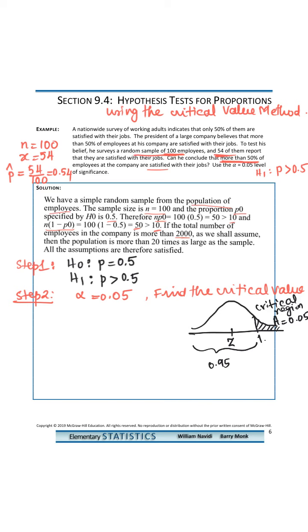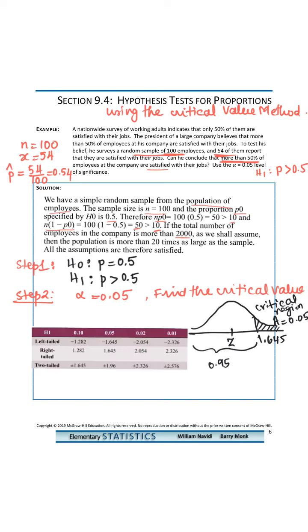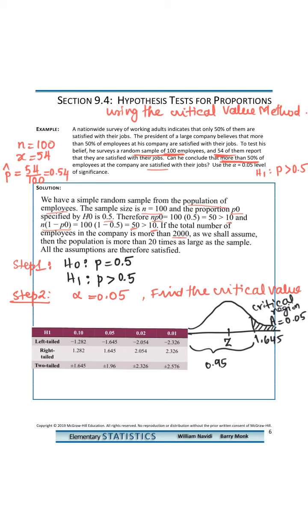Critical value is 1.645. Or you can find this from the commonly used table. So this is the right tail since it is greater than 0.5. So right tail, significance level 0.05, that is 1.645. So the critical value corresponding to alpha equal 0.05 is z alpha equal 1.645.